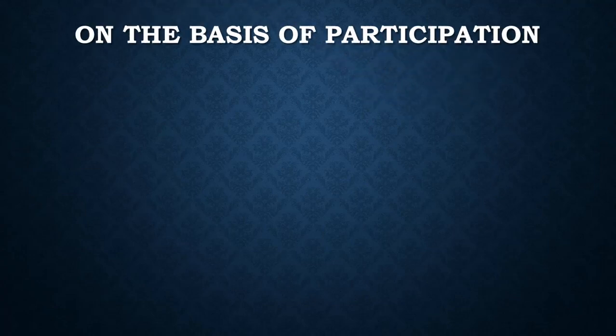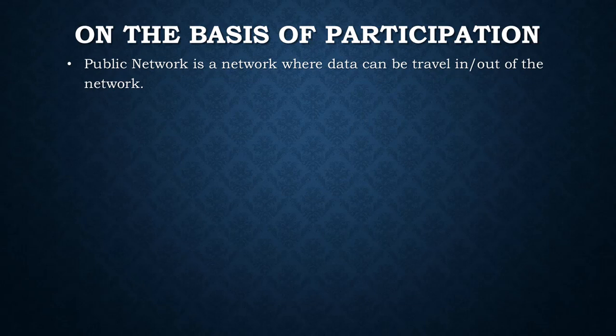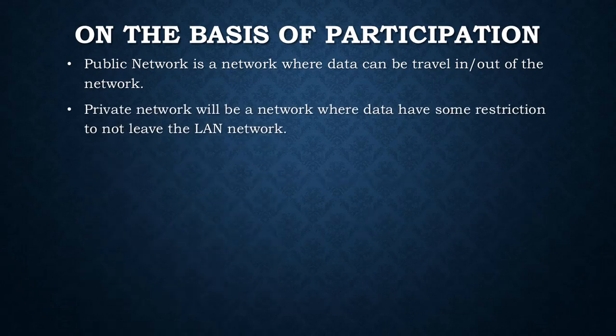Now, our next one is on the basis of participation. There are two types of participation: public network and private network. Now understand what is public. Let's take a simple example. I think you can imagine what I am going to tell you with the help of this example. Let's suppose an organization where some private applications are running, and they don't want the information of that application or the services to cross the organization. They want it private. No one in the public can know what is happening, right?